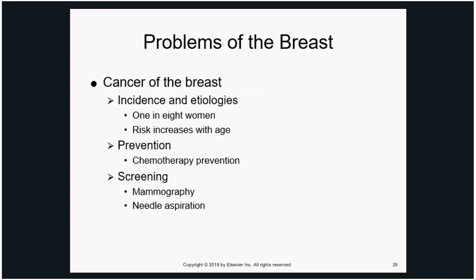Problems of the breast include cancer of the breast. One in 8 women are affected, and the risk increases with age. Even though the risk increases with age, there are a lot of younger breast cancer patients nowadays. Prevention, really it's not prevention, because after you find out that you have breast cancer, then you would have chemotherapy. Screening includes mammogram, ultrasound, and if any of those are abnormal, maybe a needle biopsy or needle aspiration.